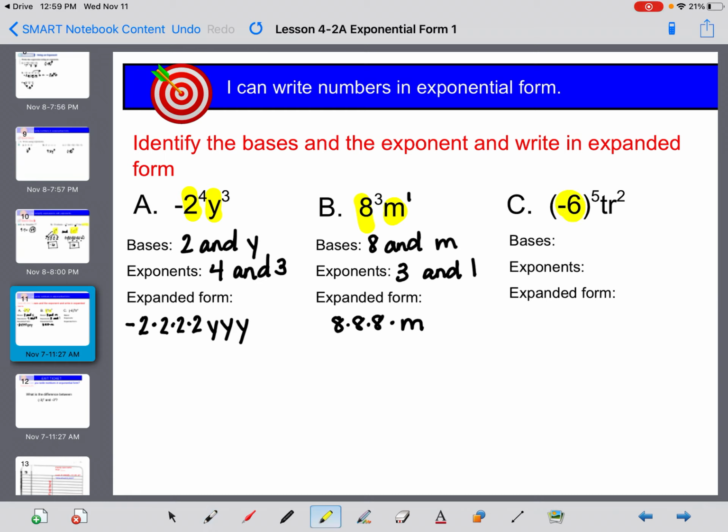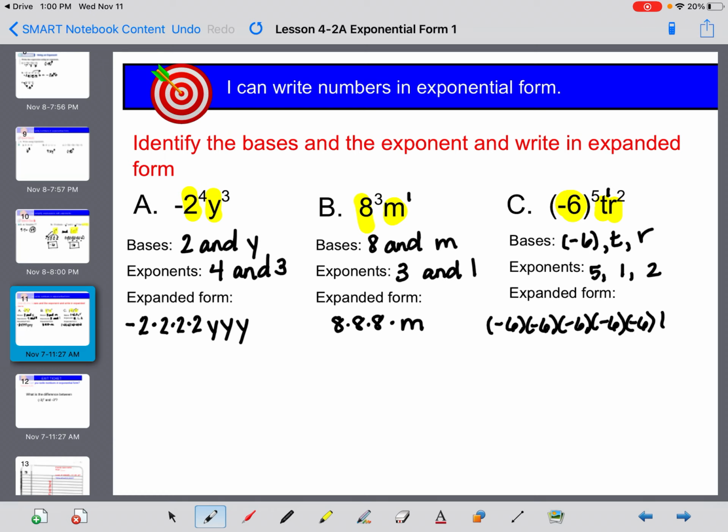Right? And then the last one, negative 6 is the base. Squeeze in the 1 exponent that's not written and the r exponent. So negative 6 is a base, t is a base, and r is a base. My exponents are 5, 1, and 2. The expanded form is negative 6 multiplied by itself 5 times. Then t, and then r, and then r.